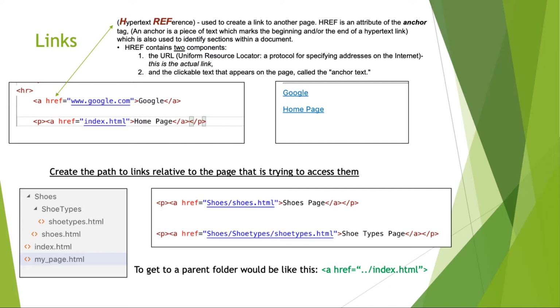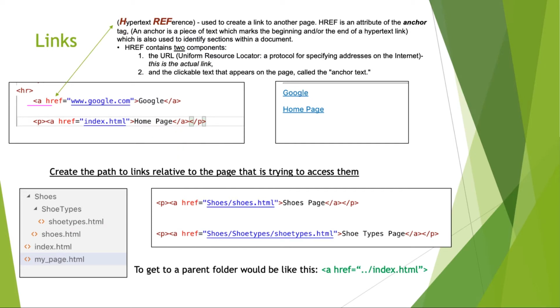Href contains 2 components: the URL, or the Uniform Resource Locator, which is a protocol for specifying addresses on the internet. This is the actual link. And then there's the clickable piece, the part that you click on when you go in and click on a link to Google or your home page or what have you. That's called the anchor text.